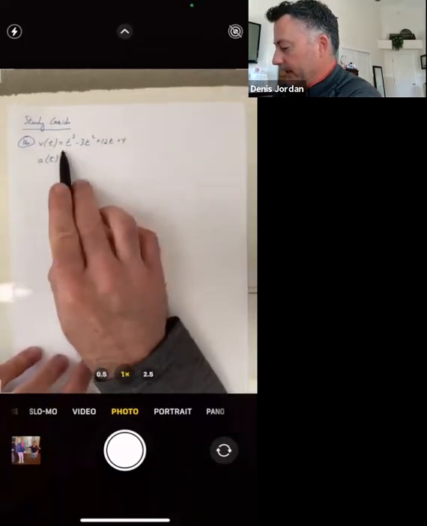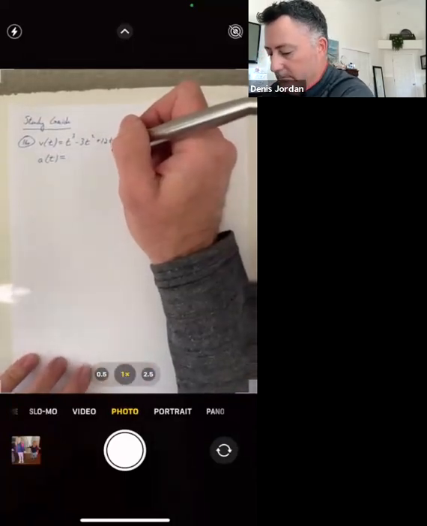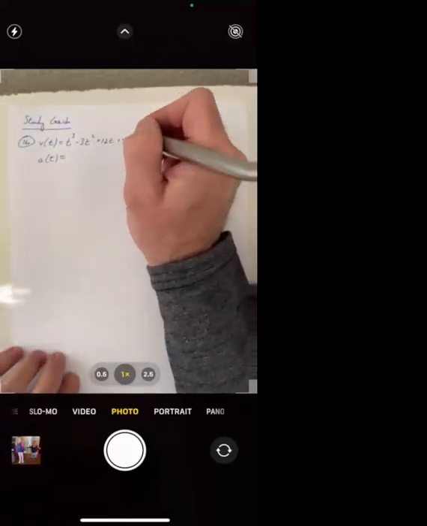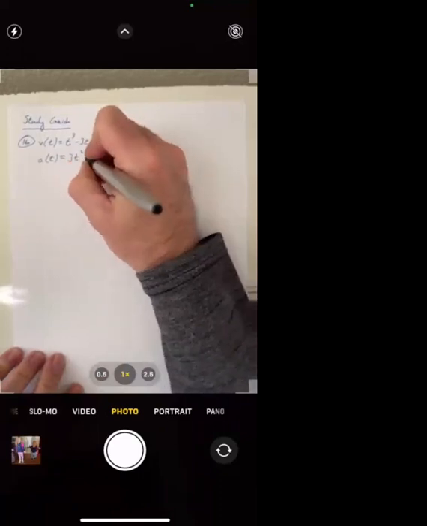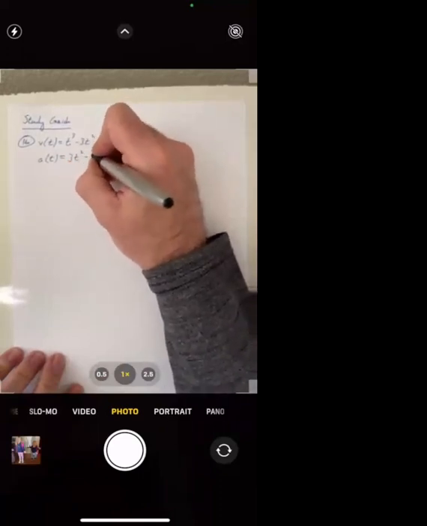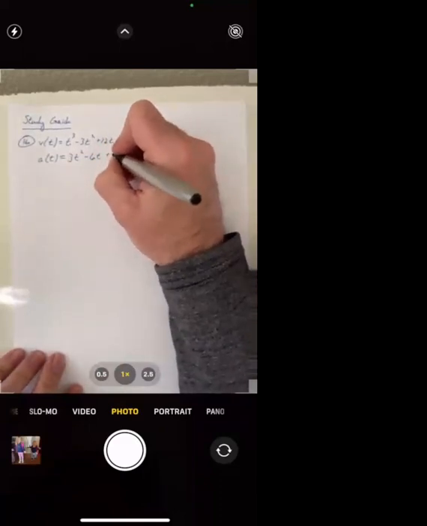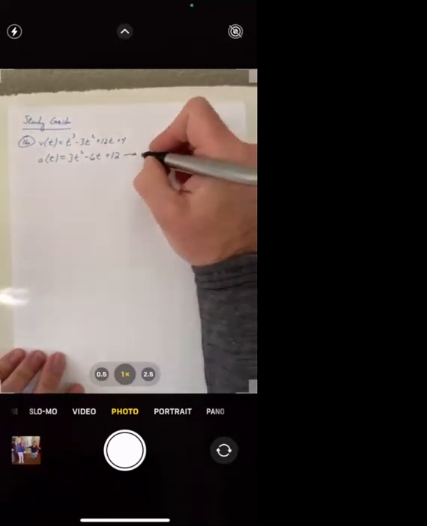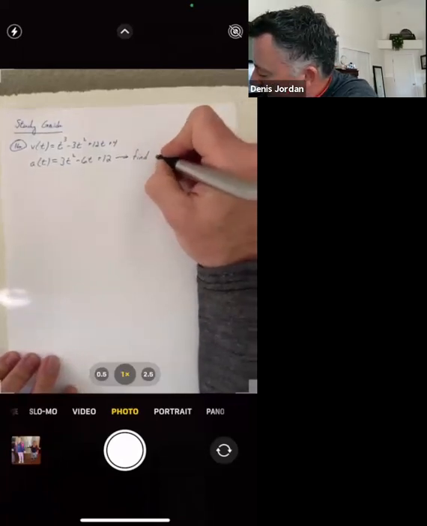So this is your velocity. What's your acceleration function? Is it the derivative of that? So it would be 3t squared minus 6t plus 12. Yeah. Okay, so this is what you're trying to find the max of, right? Yeah.